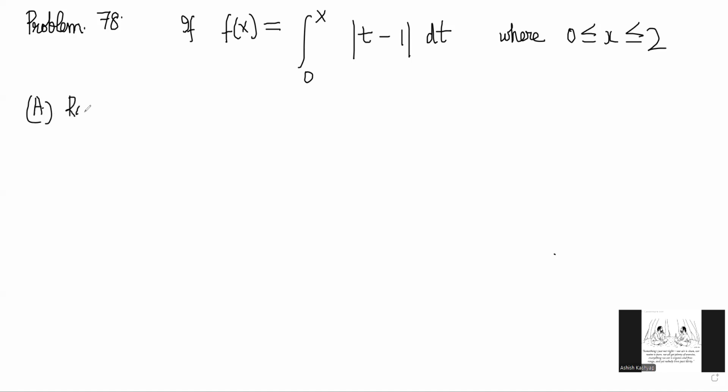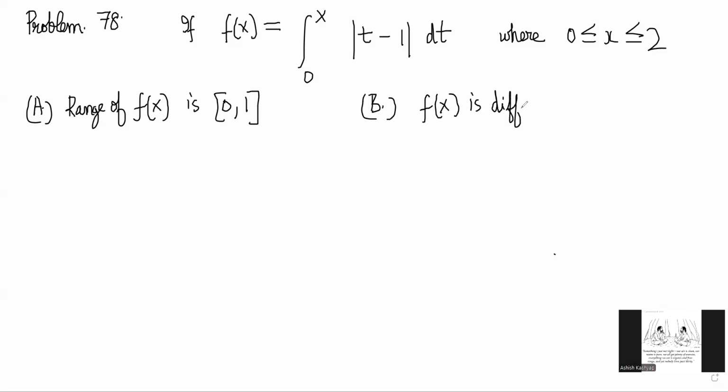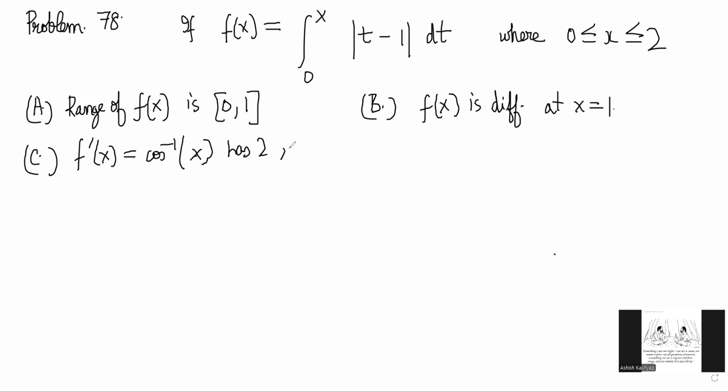First option is range of f of x is 0 to 1. Second option is f of x is differentiable at x is equal to 1. Third option says f dash x is equal to cos inverse x. This equation has two real roots. And finally, fourth option is f dash of half is equal to half. So these are our options.